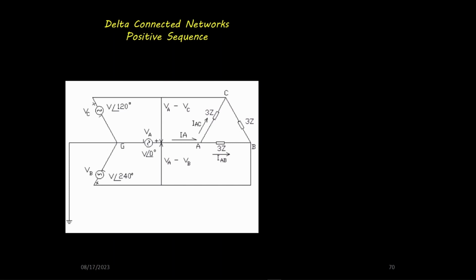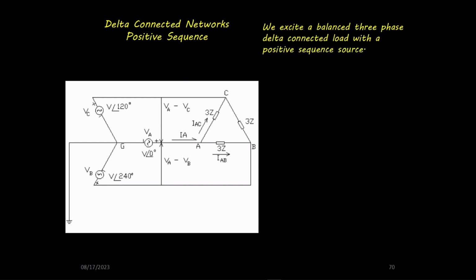Next we will examine a delta-connected circuit. We excite a balanced, three-phase delta-connected load with a positive sequence source. At node A, IA equals IAB plus IAC. Substituting for IAB and IAC, IA equals (VA minus VB) divided by 3Z plus (VA minus VC) divided by 3Z.